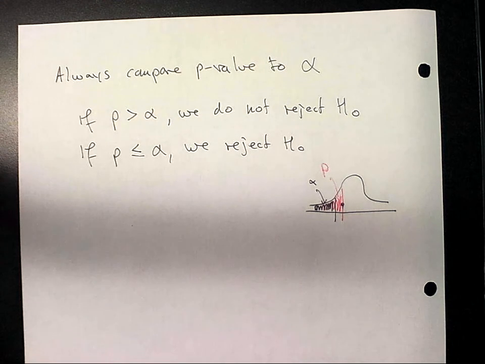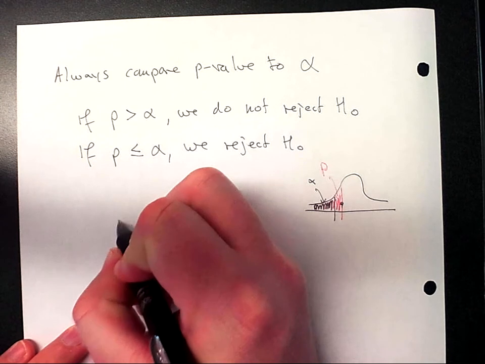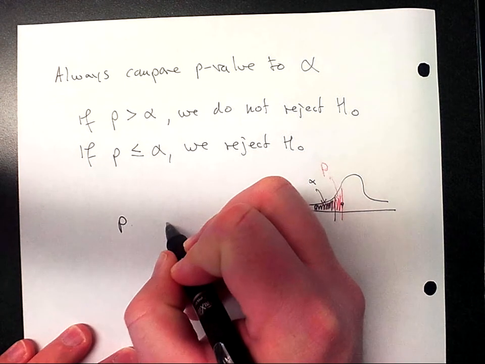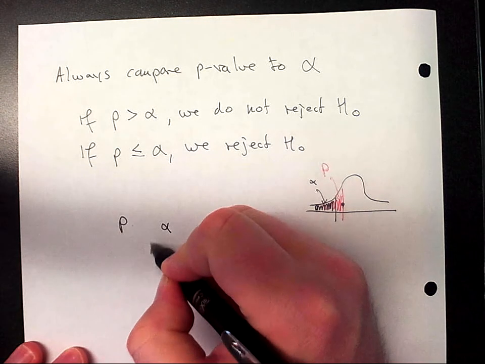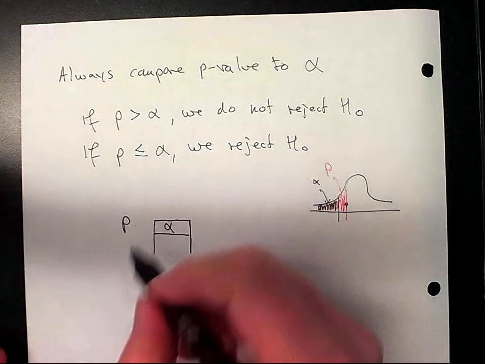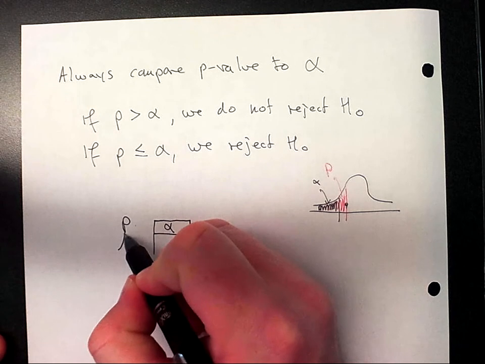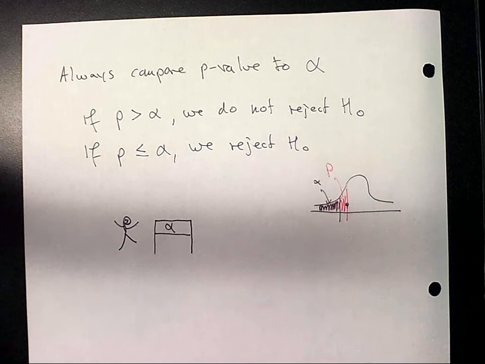All right. If you somehow forget this, what I always tell people is you want to compare your P to your alpha. And if you forget which way the symbols go, remember that alpha is like a hurdle and your P is a runner who's trying to jump over the hurdle. Your P is your runner, and your P is trying to jump over the hurdle.